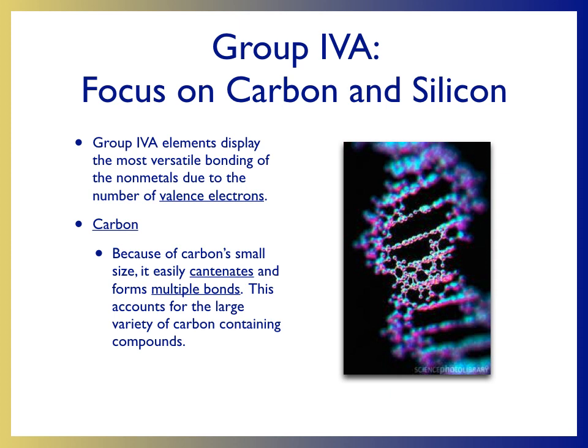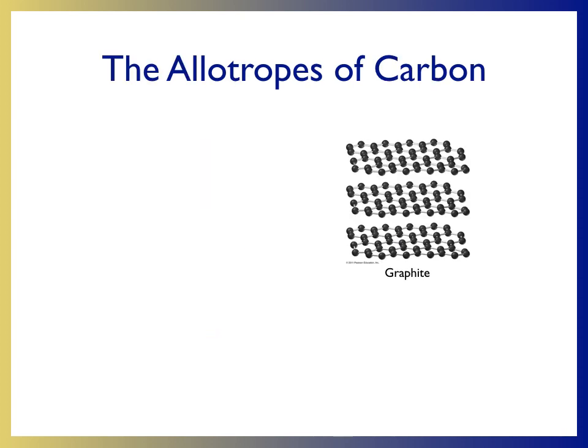For us, we're going to look at the variety of bonding in carbon by looking at its allotropes. Allotropes are different forms of the same element. Carbon has 3 allotropes that we're going to take a look at, and we're going to look at how different they are from one another in terms of bonding.